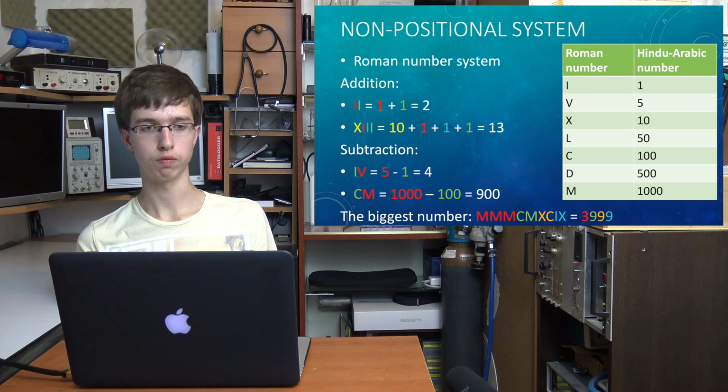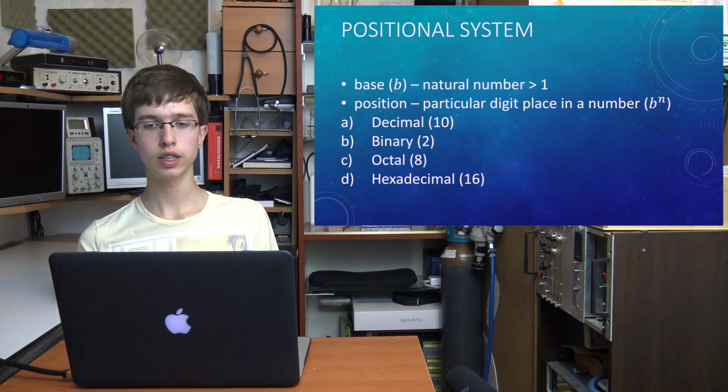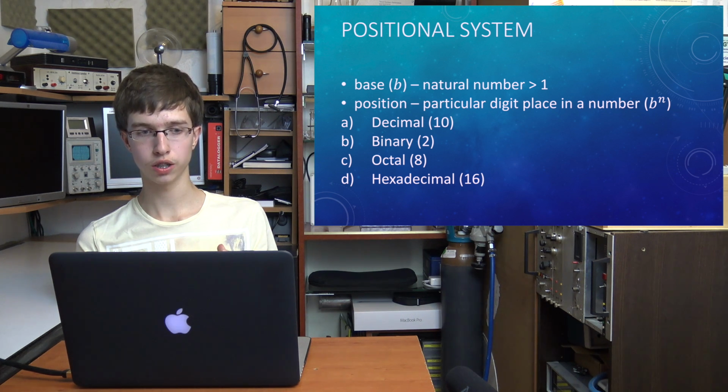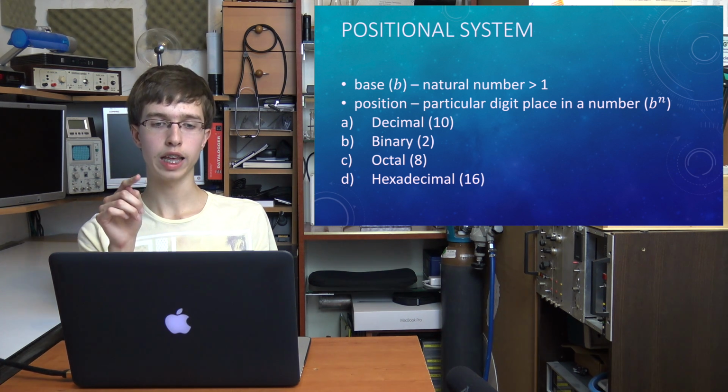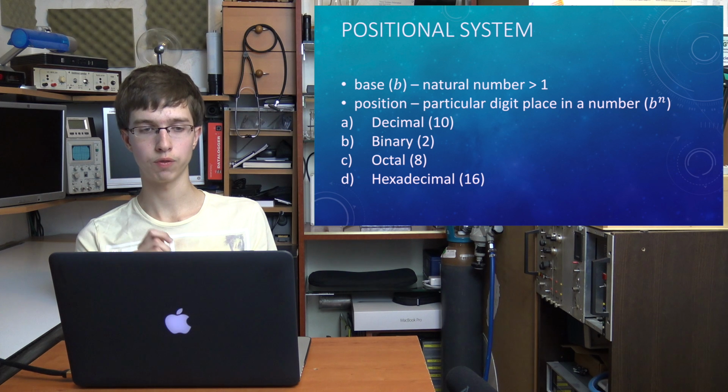You can see here. Positional system is today's most acceptable and most used number system. The most important thing in a positional system is its base. So a positional system is defined by a base, which is any natural number. And a position is a particular digit placed in a number, which is based on some nth power, where n is a natural number.